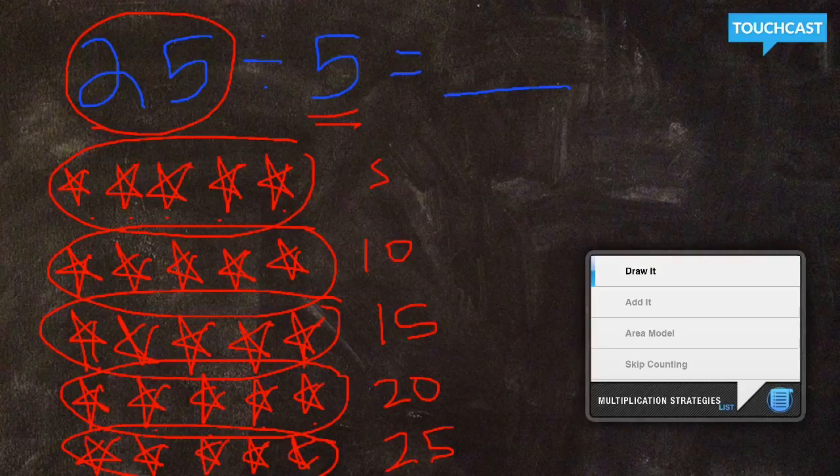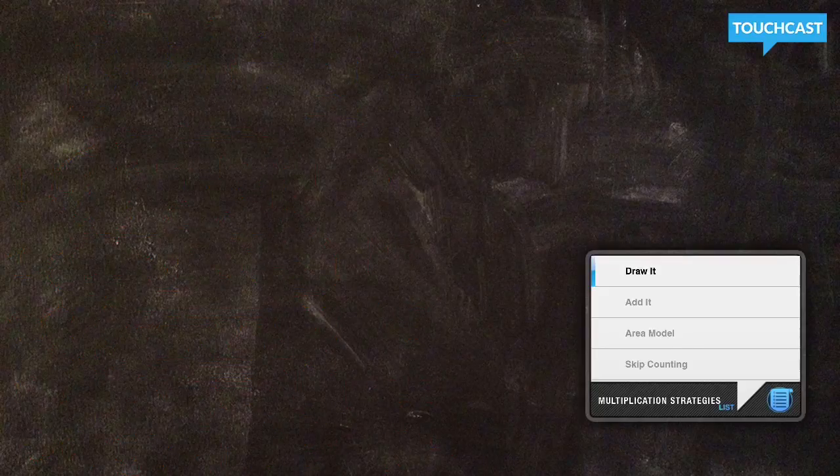So we have 5 stars in each group and 25 total. So we're trying to figure out how many groups there are total. So there's 1 group of 5, 2 groups of 5, 3 groups of 5, 4 groups of 5, and 5 groups of 5. Our quotient for 25 divided by 5 is then 5. Okay, let's try another one using draw it.